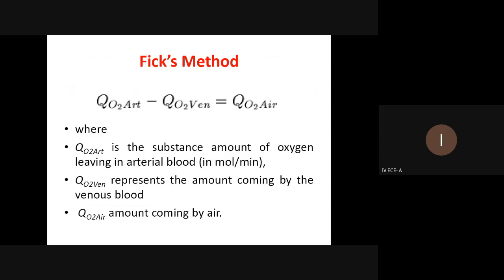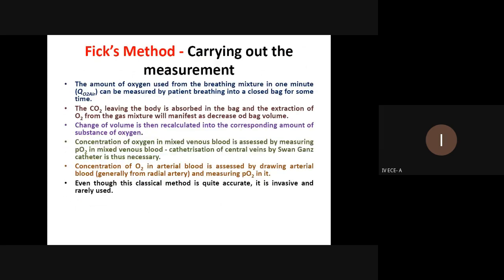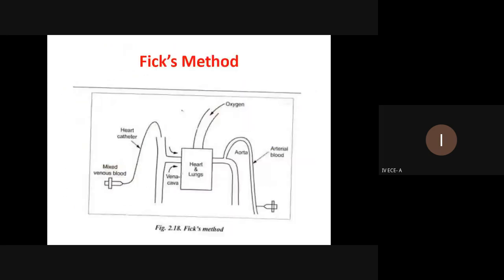So the Fick method: I = CaQ - CvQ. Q is the cardiac output in liters per minute. I is the amount of infused or removed oxygen per unit time. Ca is the concentration of oxygen in arterial blood, that is outgoing blood. Cv is the concentration of oxygen in venous blood. Venous means incoming blood. So this is the Fick method diagram. Mixed venous blood is given, then arterial blood is measured. The outgoing blood is Ca, that is arterial blood.